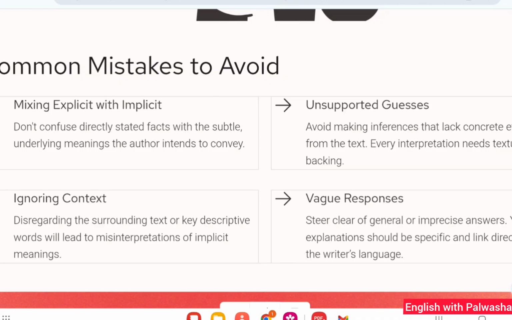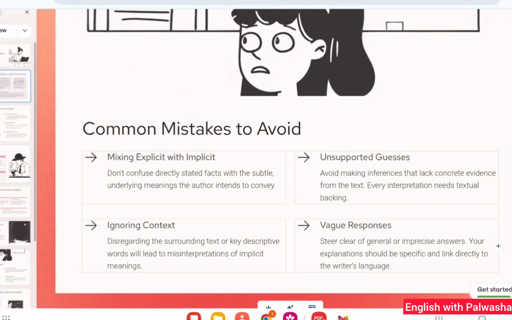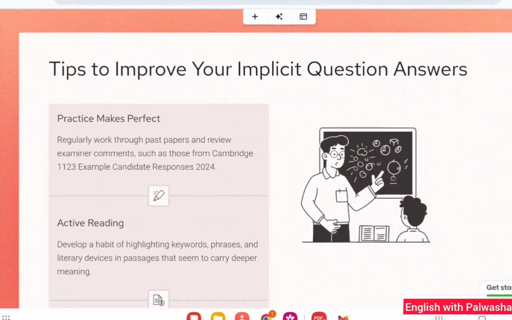Now there are some vague responses. Vague means unclear, so please don't make unclear responses. Steer clear of general or imprecise answers. Your explanations should be specific and linked directly to the writer's language, right? This is how you need to make them.